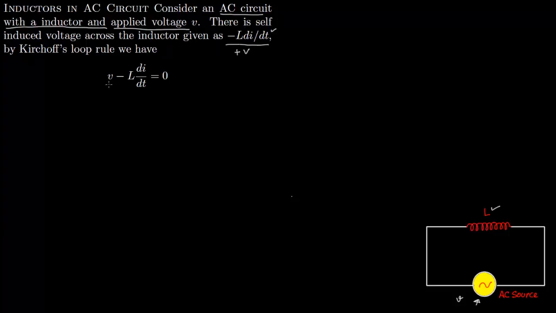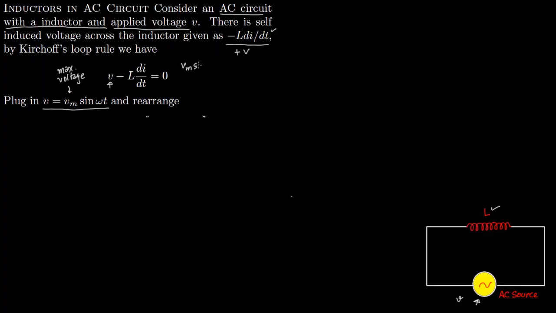Now V is the instantaneous voltage, and instead of V you can write V is equal to Vm sine of omega t. You can plug this in, where Vm is the maximum voltage and V is the instantaneous voltage. So we get Vm sine of omega t equal to L di by dt.